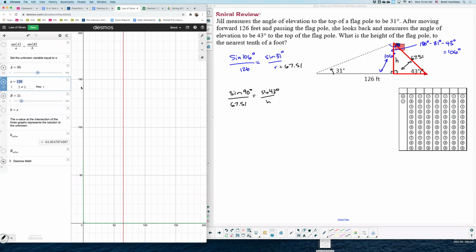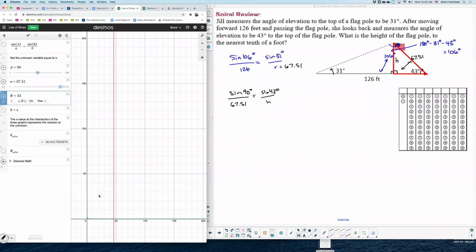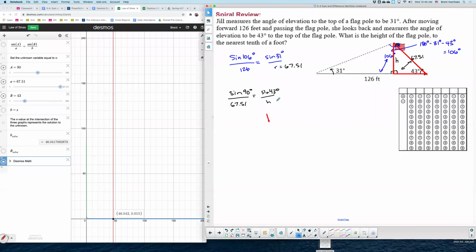90 over 67.51 equals sine 43 over x. The solution here, it says, is 46.04. To the nearest tenth of a foot would be 46.0. So you could just say 46, or you can do the 0.0 if you prefer, and that would be your solution.